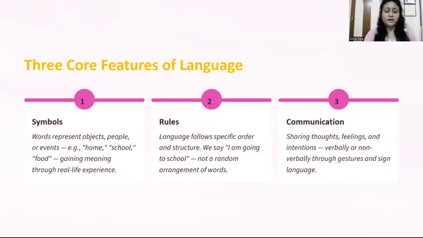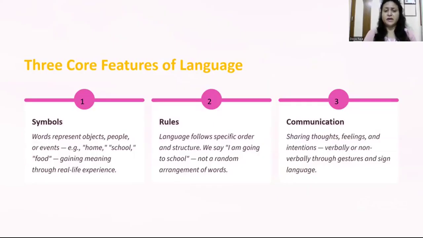So, there are three core features of language: symbols, rules, and communication. What are symbols? Any words which represent objects, people, or events. As a child is growing, he learns these through real life experiences. What is the exact meaning of the word home, the word school, anything? The meaning of a particular word.